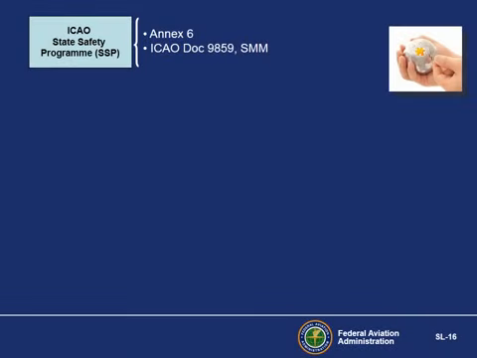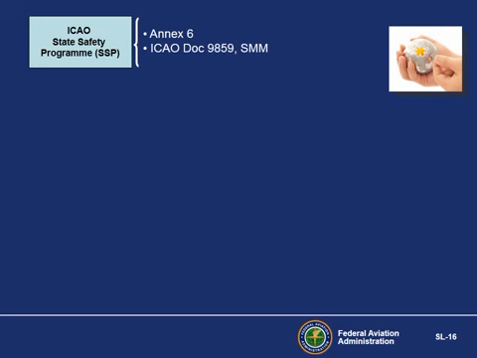Now let's look at the big picture view of SMS as it pertains to ICAO and the FAA. We've been talking about ICAO's Annex 6, which is the ICAO standard requiring a state safety program and service providers' safety management system. So now that we know what is required, we turn to ICAO Document 9859, the Safety Management Manual, which contains the procedures for implementing a state program and the service provider's safety management system.